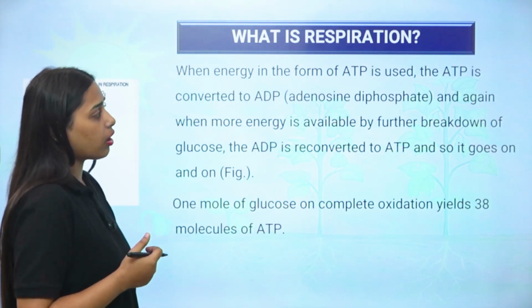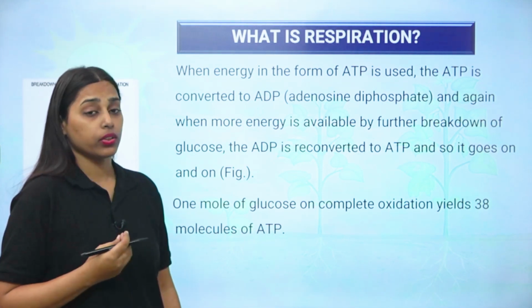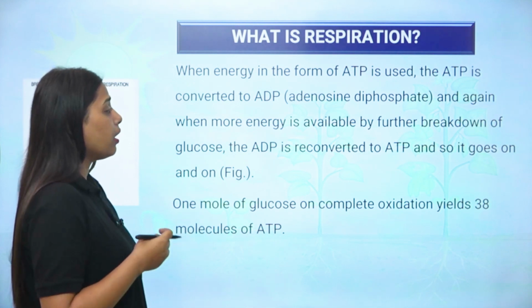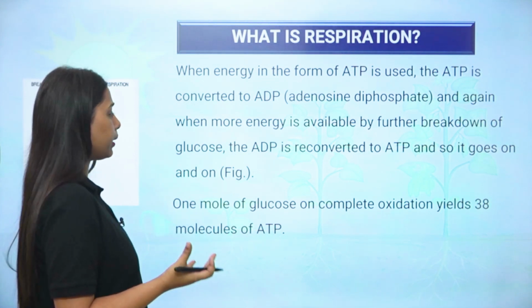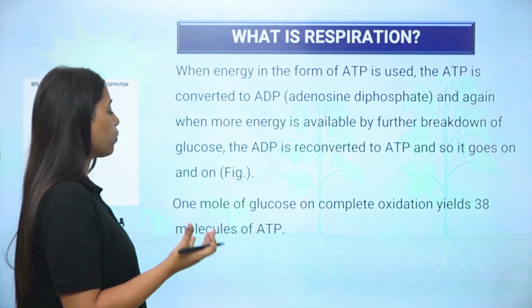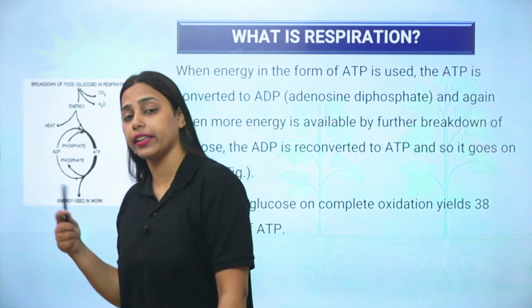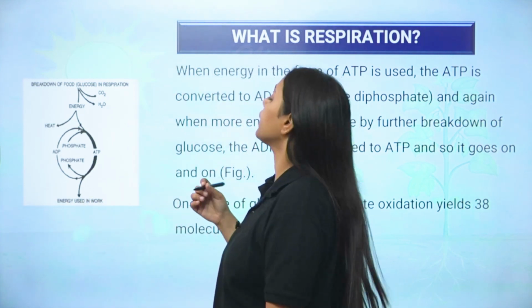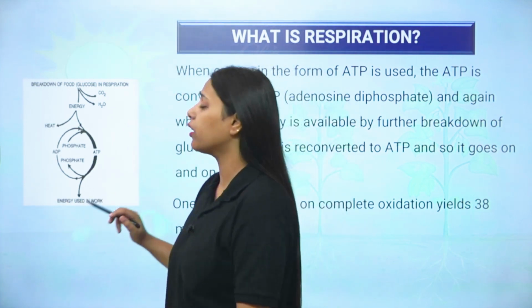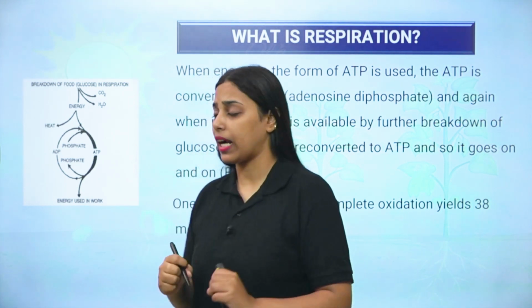When energy in the form of ATP is used, the ATP is converted to ADP, adenosine diphosphate, and again when more energy is available by further breakdown of glucose, the ADP is reconverted to ATP, and so it goes on and on. So there is a cycling of ATP into ADP and ADP into ATP, that keeps on continuing on account of the amount of energy required by the plant body cell.